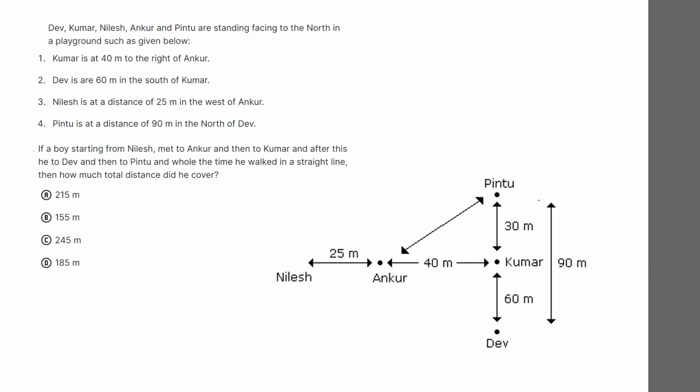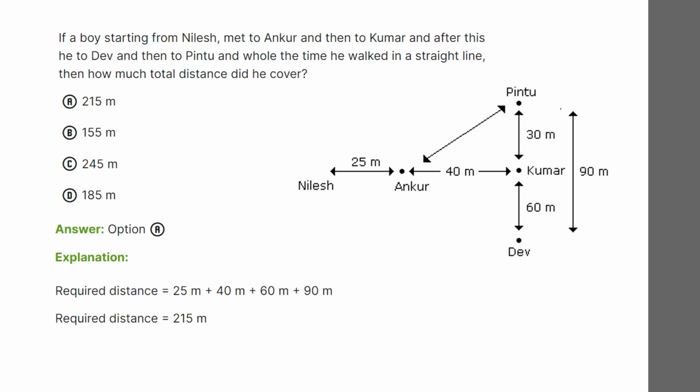So it means that a boy started at Nilesh's position and then Ankur, then met Kumar, then went to Dev. Again he travelled until Pintu. So it includes the sum of 25 plus 40 plus 60. Again going back from Dev to Pintu as 60 plus 30 as 90. Yes, now you can see here it is the sum of 25 plus 40 plus 60 plus 90 meters as 215 as the answer.